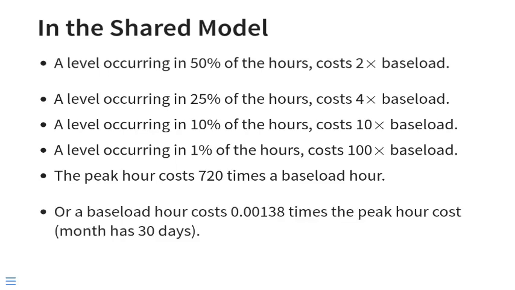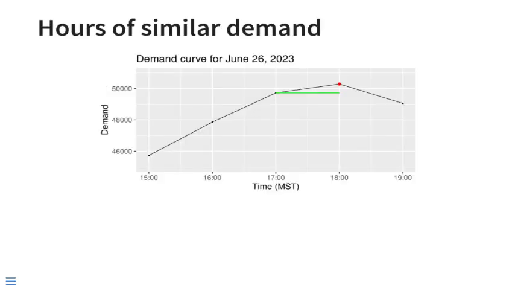Another way to look at this is a base load hour is a little bit over 1/1000th of the cost of the peak hour for a 30-day month. So how does our assumption about similar hours of demand having similar costs work out in the shared model? What we have to do to find out the cost of that hour is add up all the costs for all the demand levels in that hour. It's different for every level as we have different sharing going on.